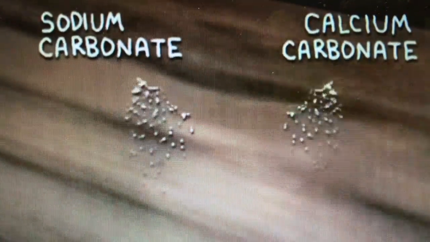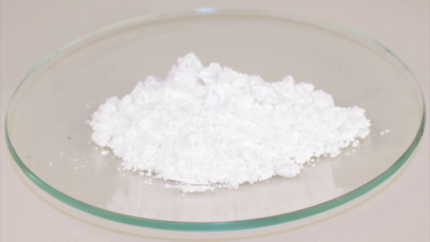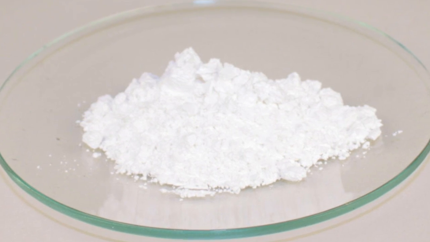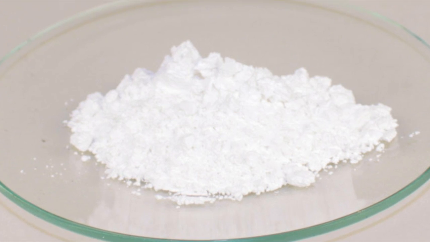Here we see our former, the largest component of glass, which is silicon dioxide. This is calcium carbonate, our stabilizer. Stabilizers are added to make glass strong and water resistant. Without it, water and humidity would dissolve the glass.